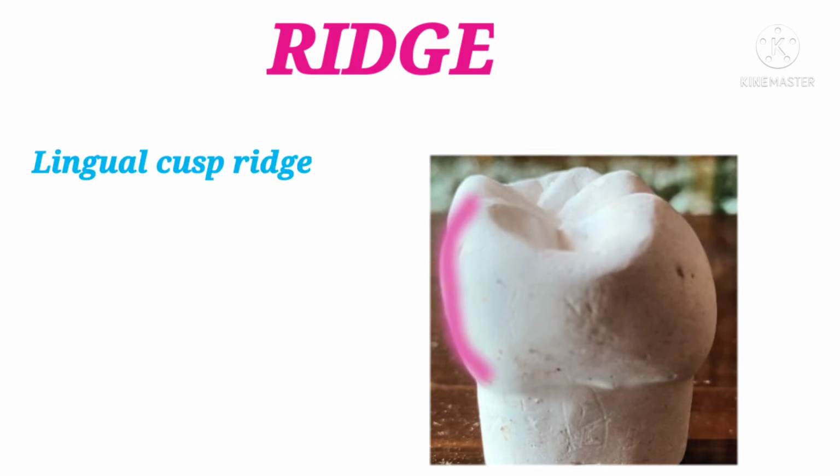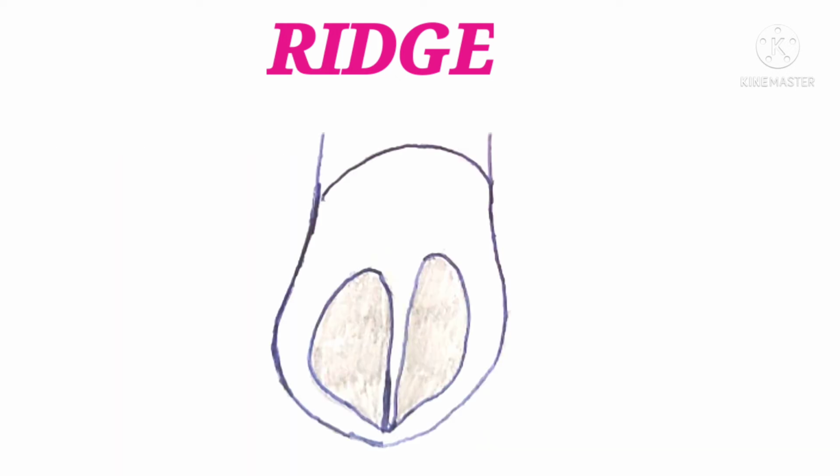Next is lingual cusp ridge. Lingual cusp ridge is a ridge on the lingual surface of lingual cusp of premolars and molars. And we know in canine there is no lingual cusp, but there is a lingual ridge, and it runs on the lingual surface, dividing the lingual fossa into two small fossae.